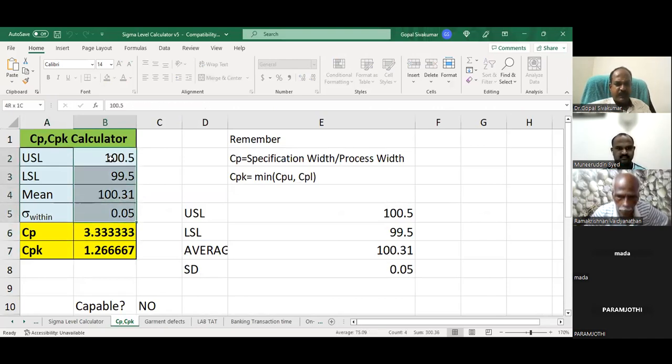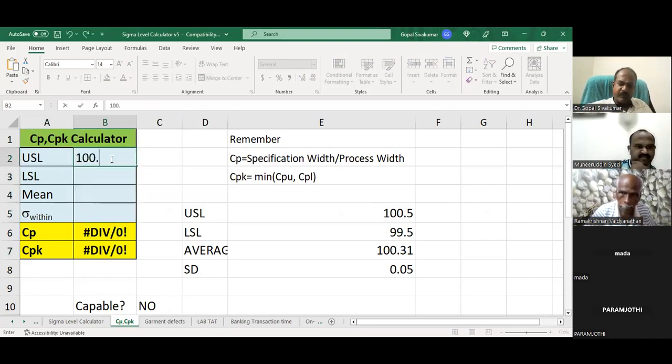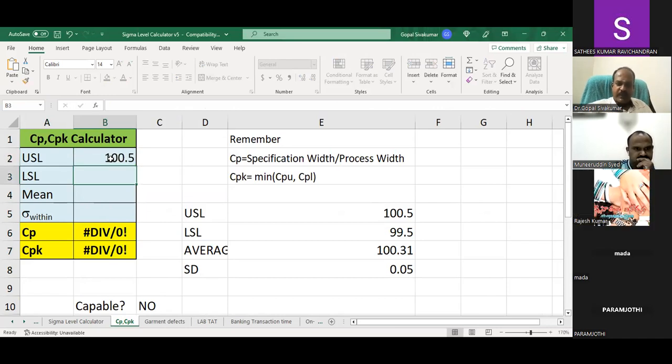So let me remove it and type it for you. What is the upper spec? 100.5. And lower spec? 99.5. What is the process average? 100.31. Standard deviation? 0.05. 3.33. This is the smart way of answering the questions. Little effort is required to familiarize yourself with the sigma level calculator given by me.